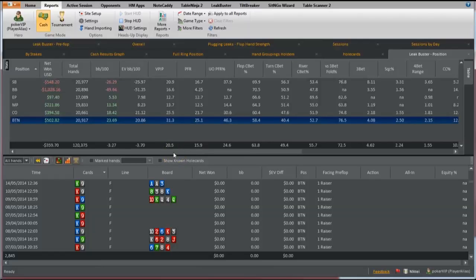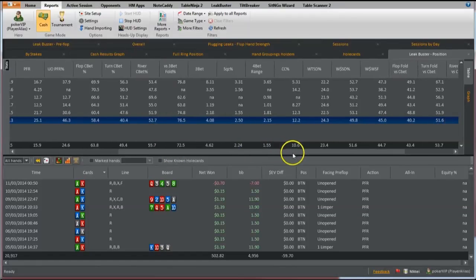Let's look now at our cold call numbers. So we can see overall Hero has a cold call of about 10.6%. A winning 6 max player usually has a cold call closer to 12 or maybe even 13%. So immediately we're seeing that Hero is probably not cold calling as much as he could pre-flop.